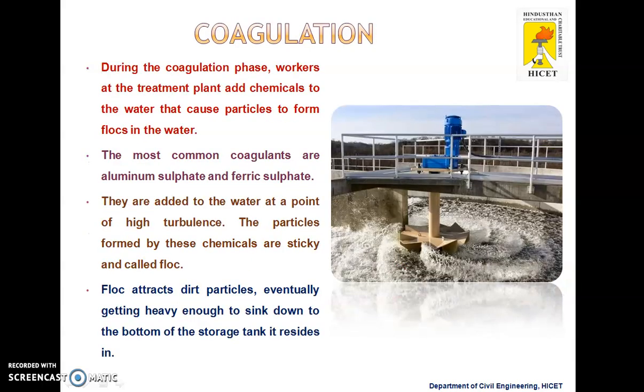In the next phase of coagulation, the plant operators add chemicals, most commonly aluminum sulfate or ferric sulfate, into the water. These coagulants are introduced at points of high turbulence to ensure proper mixing. These chemicals help form sticky particles known as the floc, which attract dirt and other impurities. As the floc grows in size and weight, it prepares for removal in the next stage.